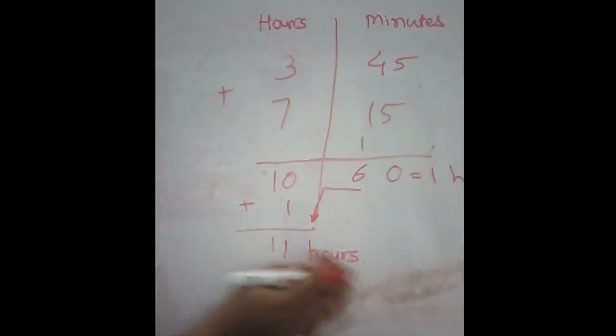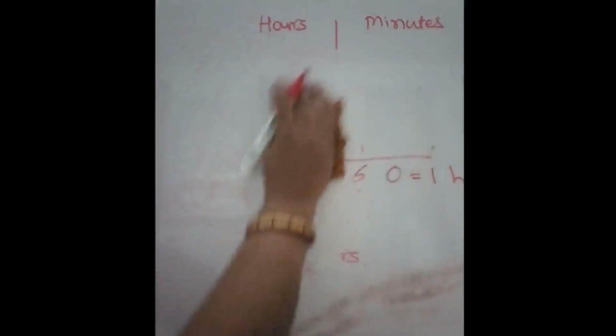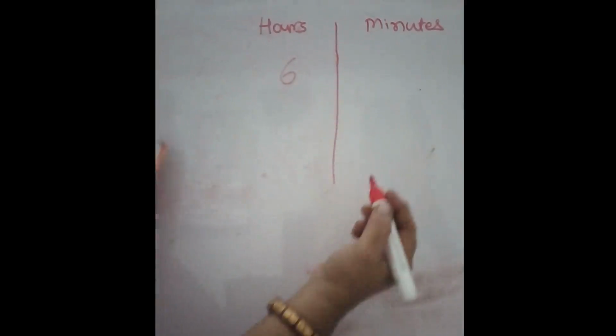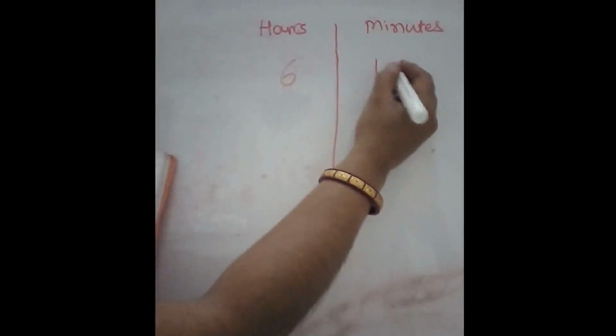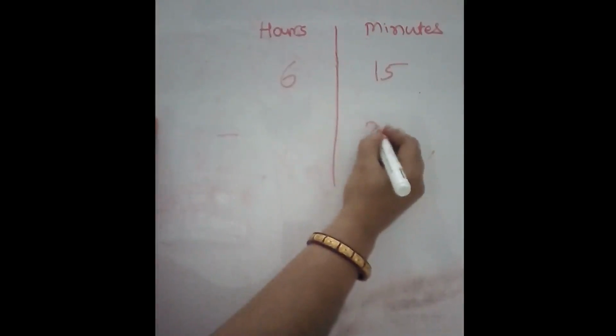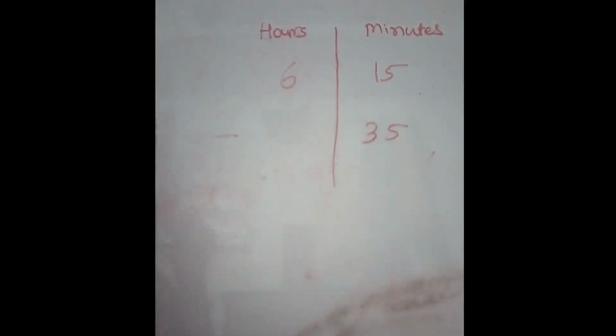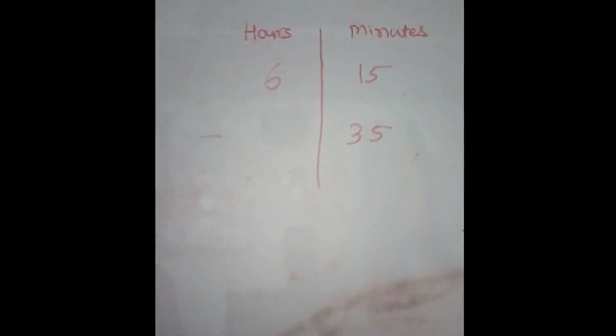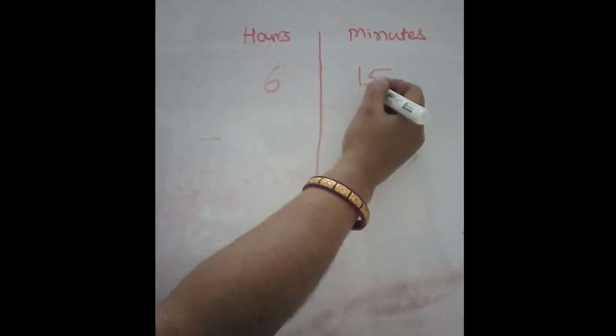Like this you have to subtract the time also. You can subtract the time also. The question number C. 6 hours 15 minutes subtract 35 minutes. 6 hours 15 minutes, and from that you have to subtract 35 minutes. How can you subtract? You will borrow 1 hour from this 6 hours. 1 hour means you know very well 60 minutes.